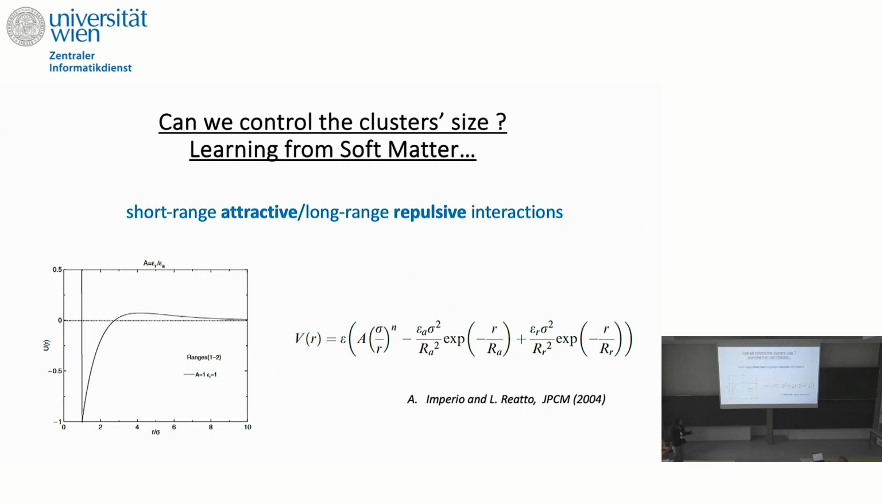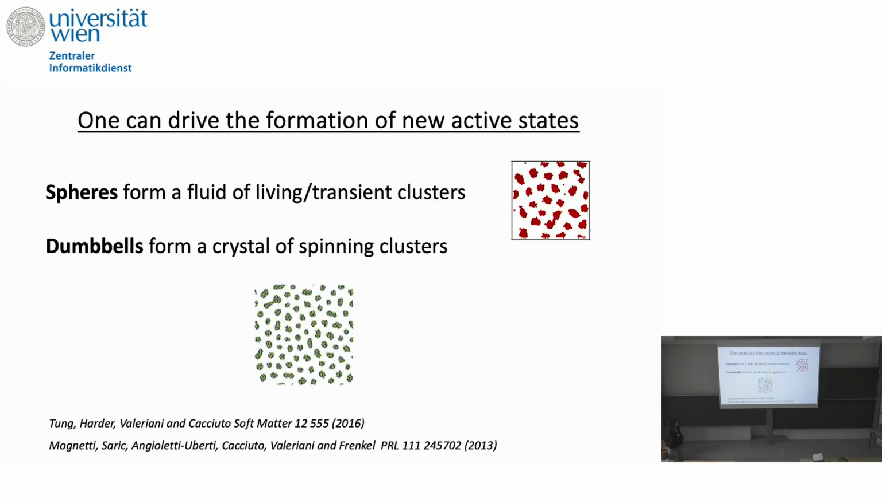Now, if we want to control the size of these clusters, again, learning from soft matter, we know that an interaction characterized by a short-range attraction and a long-range repulsion is what we need for micelle formation, so to control the cluster size. And indeed, what we did find was that by playing with these attractions, a short-range attraction and a long-range repulsion, when particles were spherical, we did form a fluid of transient clusters. This is just a snapshot showing these fluids, where we could now control the cluster size.